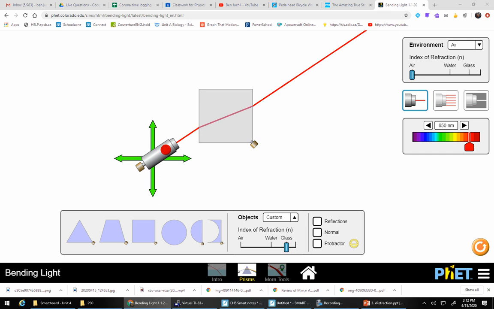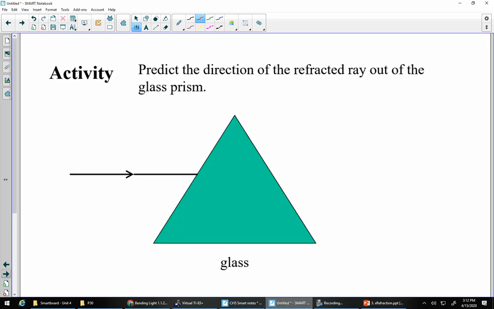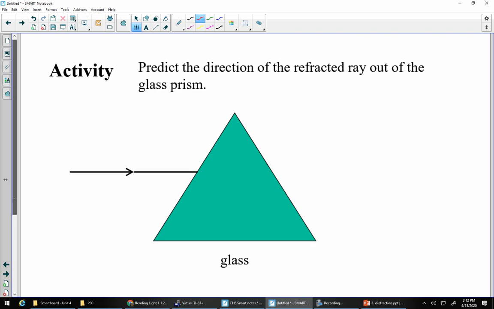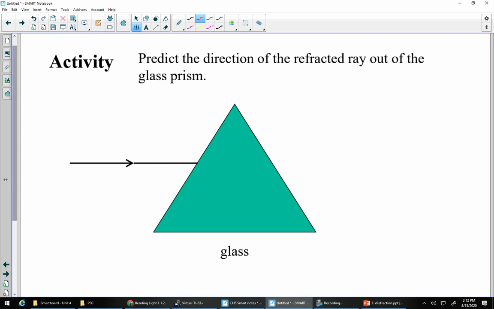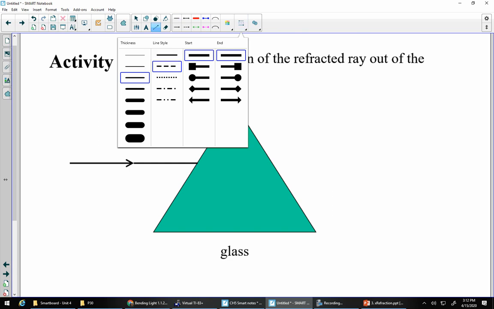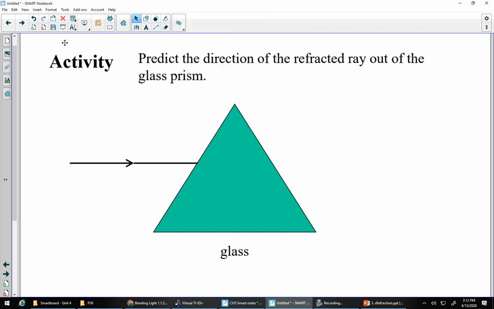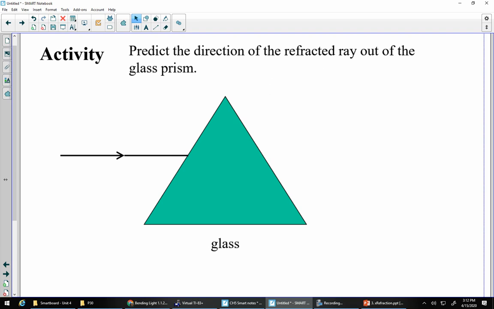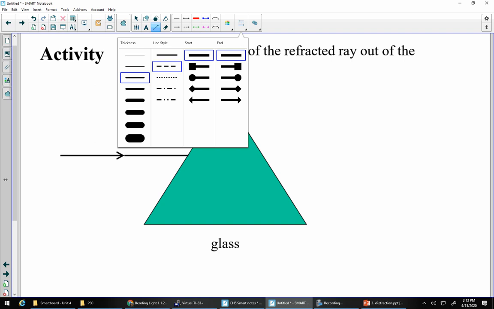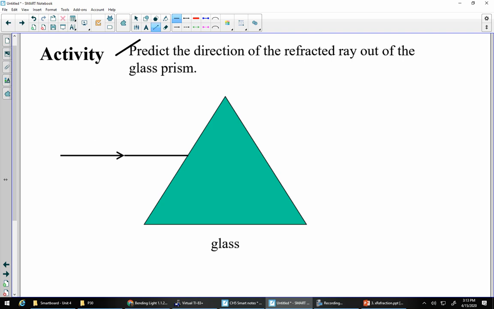Let's have a look at the next one. This one's a little bit trickier here. Predict the direction of the refracted ray out of the glass prism. So same sort of thing I want to look at here. I might use a dotted line, even though I don't have a dotted line. It's not an arrow for some reason. Can I do that? Oh, maybe. Nope, not at all. Okay, grab that. No, it's still nothing. Okay, that's fine. Whatever. I'll just do it in a different color.